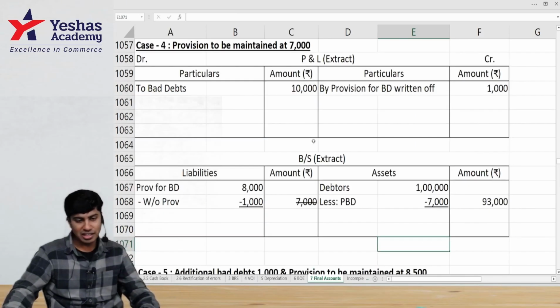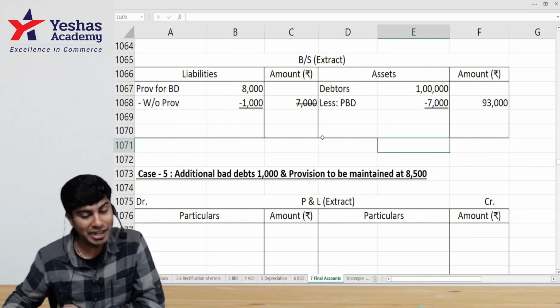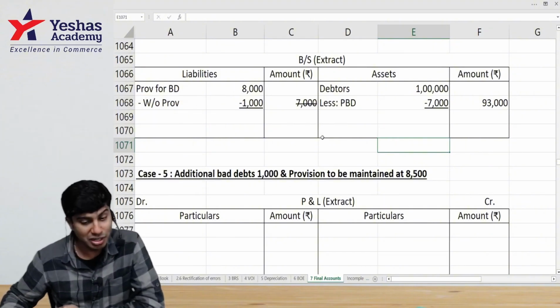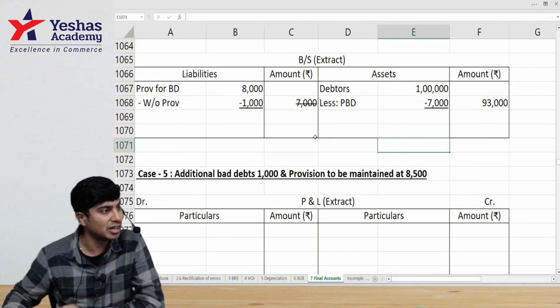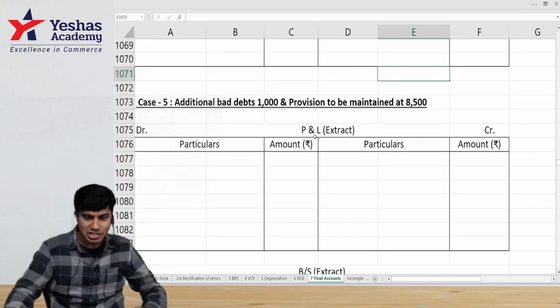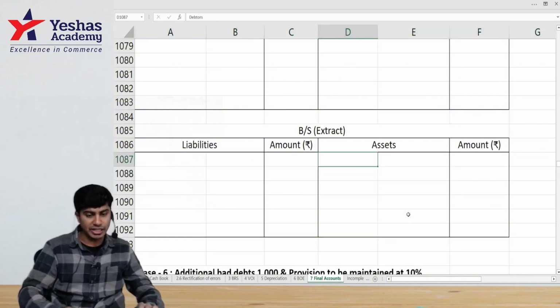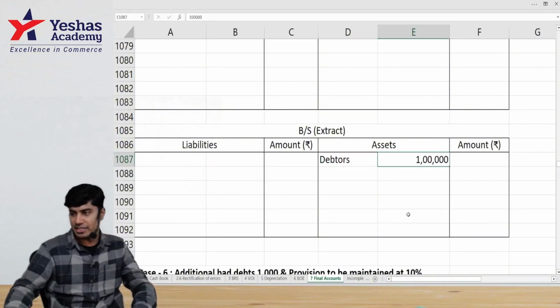Let's now go to case 5. In case 5, what are they asking us to do? There are two things. One, additionally, bad debts figured out is 1,000. Further, provision is to be maintained at 8,500. You know, right, what we have in our trial balance? First, we'll write that as it is. We have debtors. How much debtors? 1 lakh. I will write it as it is.